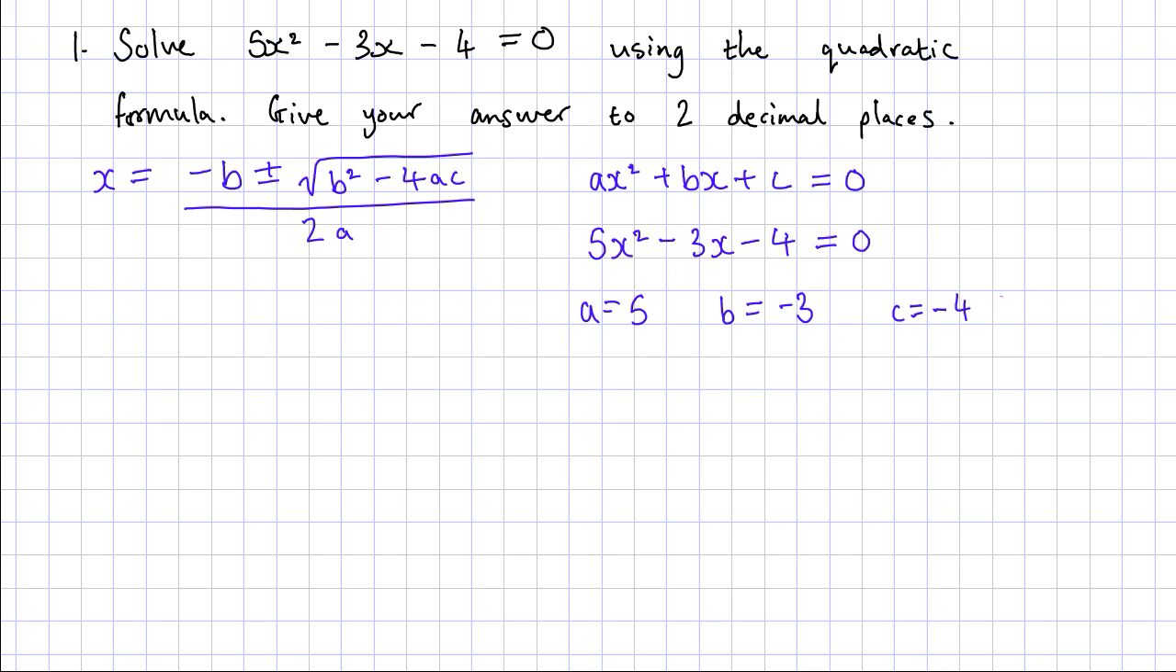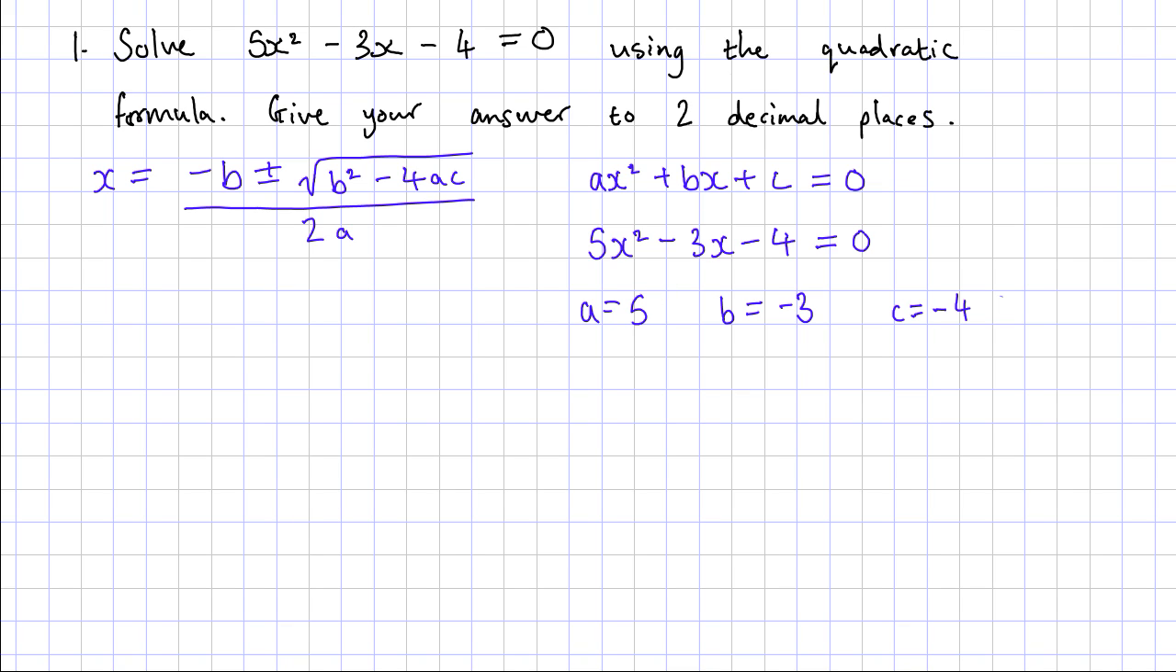So I'm going to do that now, and where I'm substituting, I'm going to write my numbers in brackets. So for example, when I substitute here, I'm going to put in brackets minus 3, and when I'm substituting here for a, I'm going to put in brackets the 5. So let's write that down.